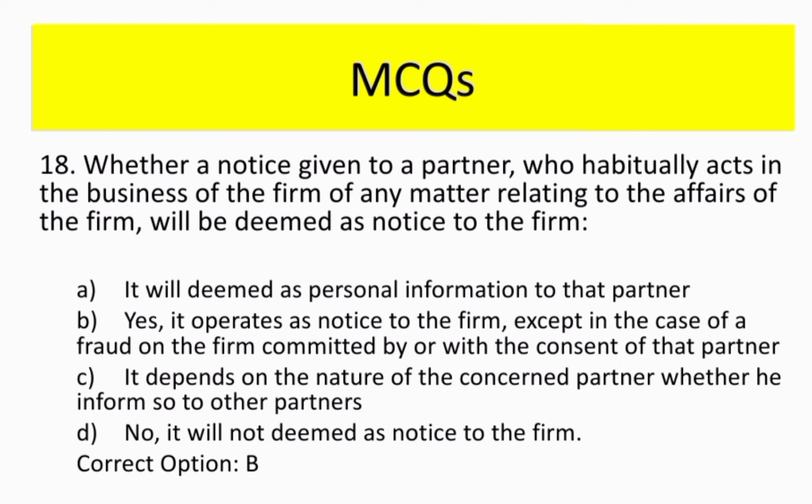So the correct option among these is option number B, that is yes, that will be regarded as a constructive notice to the firm, but there is an exception, except in the case of fraud. If any partner does any fraud, whether with the consent of that partner or with the consent of the other partners, then it cannot be said that it is a constructive notice or that it is deemed to be a notice to the firm. So the correct answer is option B.